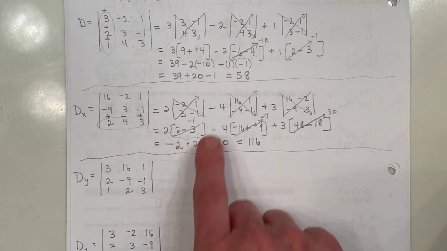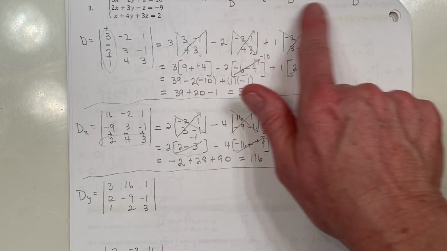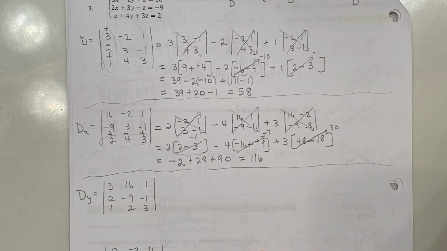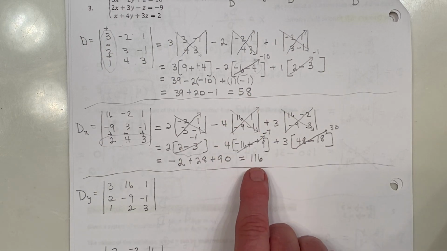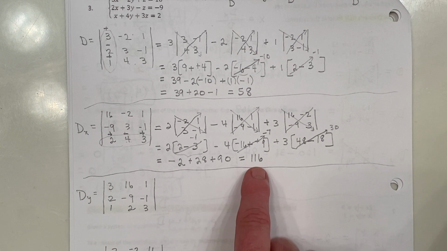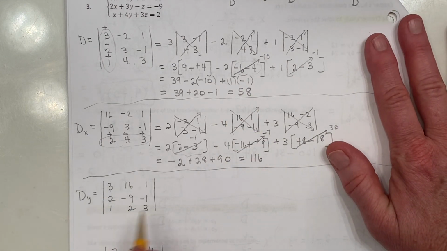And I'm going to stop right here. Once I get 58, the value of the D matrix, which is all the denominators, I'm going to make sure that these numbers that I get in these next 3 determinants would be a good multiple of this. For example, I'm going to be putting 116 divided by 58 right up here to get X. And I believe that's exactly 2. So that's a good number. I probably didn't make a mistake.